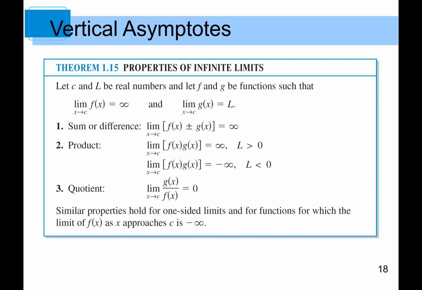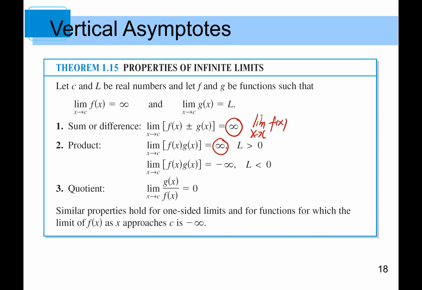Let c and L be real numbers, and let f and g be functions such that the limit of f of x as x approaches c equals infinity, and the limit of g of x as x approaches c equals a constant L. Sum or difference: when you add the two functions, the limit is still infinity. When you multiply both functions, the limit is still infinity. It's very easy. We can easily prove this, right?